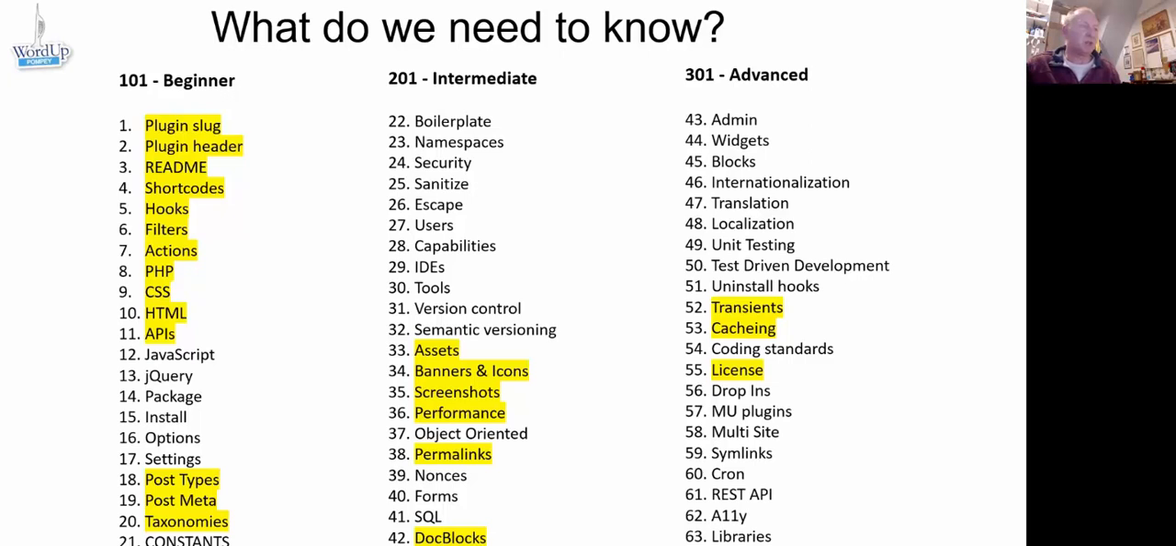So the first 11 items are definitely important. We have to be able to write a plugin slug and a header and a README, and know a bit about shortcodes and hooks, filters and actions. We need to know how to write PHP, CSS for styling, and HTML for formatting and displaying content, and then some things to do with the WordPress APIs that we can use to make the system do what we want. And because we happen to be working with a custom post type, we need to understand post types, metadata and taxonomies, because we're trying to replace some functionality that was previously provided by the events calendar.